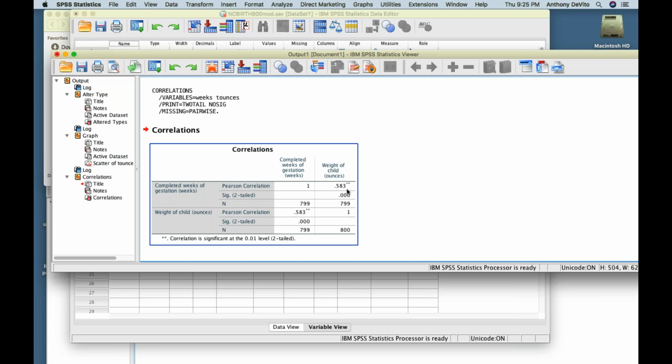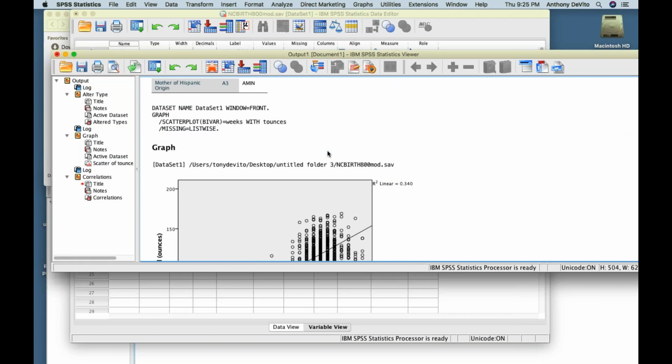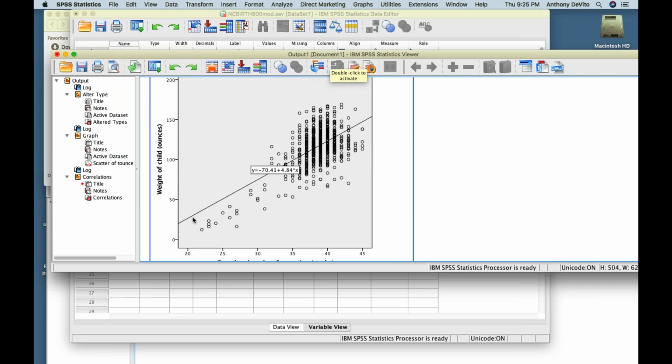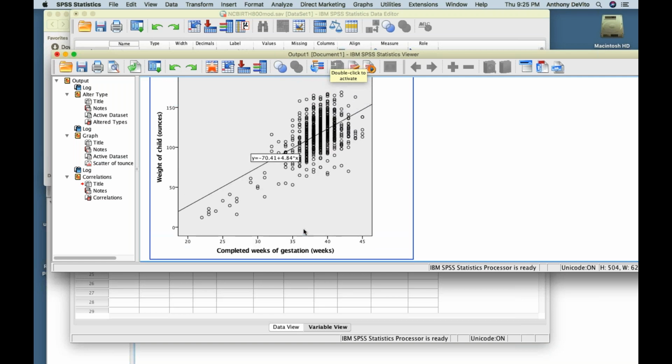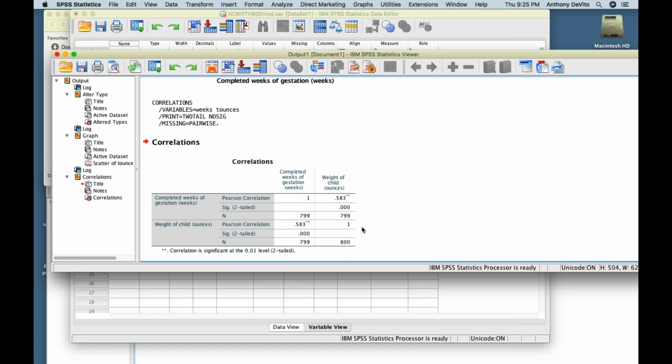Positive, right? Because as the weeks of gestation goes up, the weight of the mother goes up, the weight of the infant child goes up, and the line is sloping upwards from left to right as you go up the x-axis, right? Had it been the opposite, we would have called it a negative correlation, right? Still a correlation, but a negative correlation.